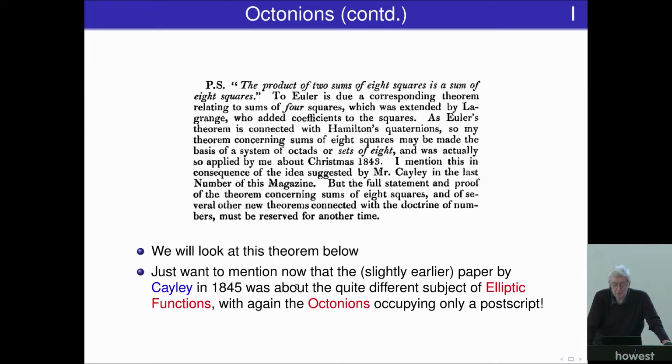And it's also interesting, the slightly earlier paper by Cayley in 1845 was about the quite different subject of elliptic functions, with the octonions only occupying a postscript, right? So they did things differently in those days. You could put in postscripts on some totally new thing, and it would be fine.